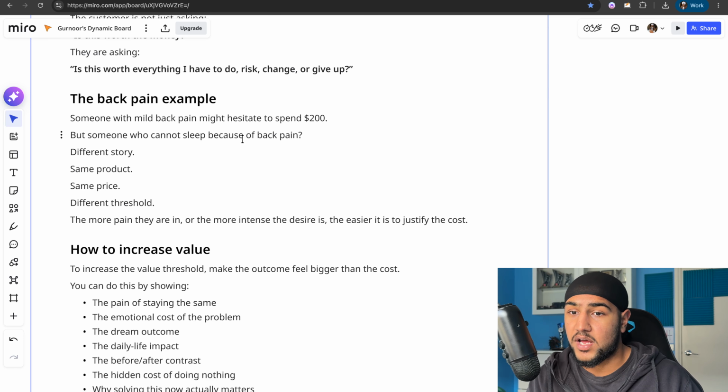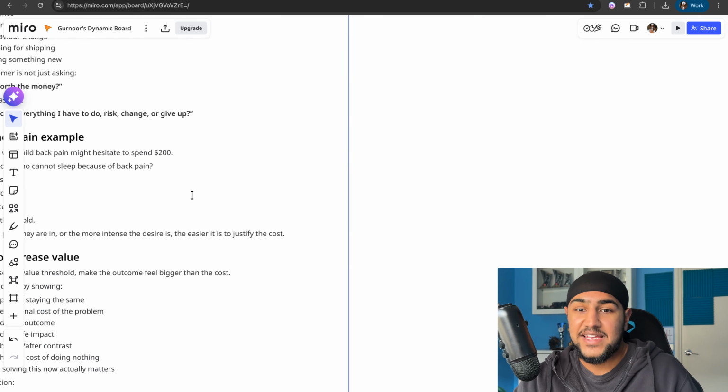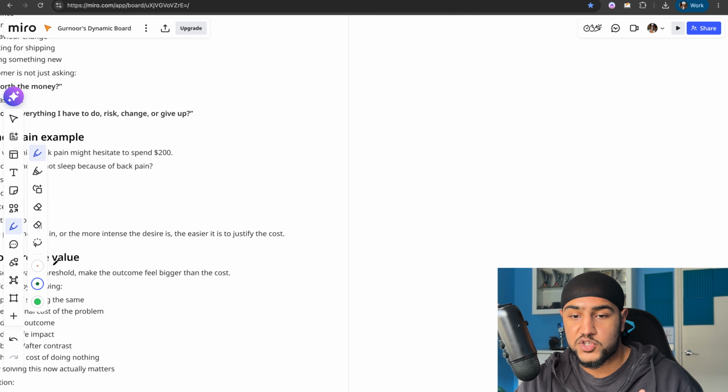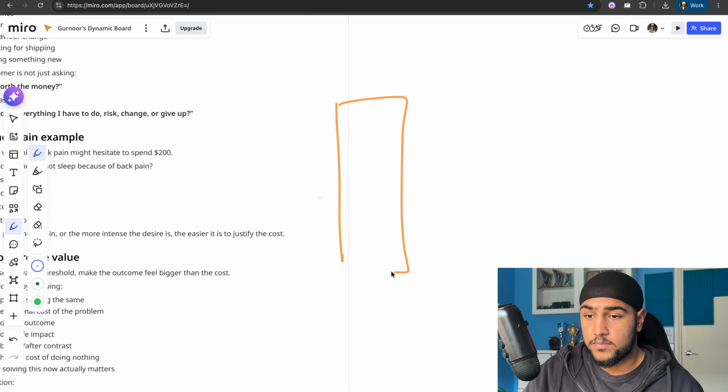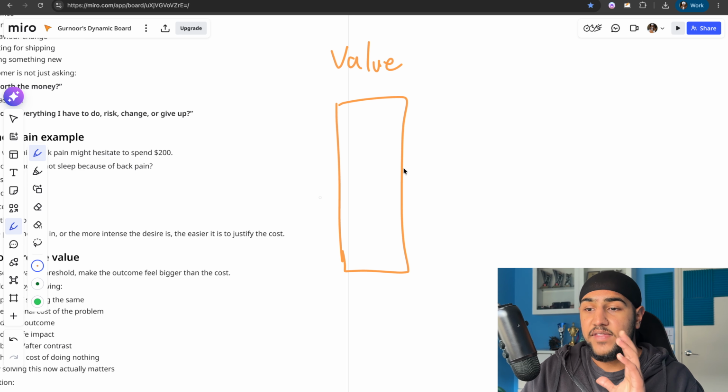You can have the same product, and if someone is in so much pain that they actually hit the value threshold, then they're going to buy, because it's just easier to justify, right? So how you can visualize this is essentially having this sort of threshold over here, and this can be the value threshold, okay? Let's say they need to be around here, which is like an 8 out of 10, to actually go ahead and buy.